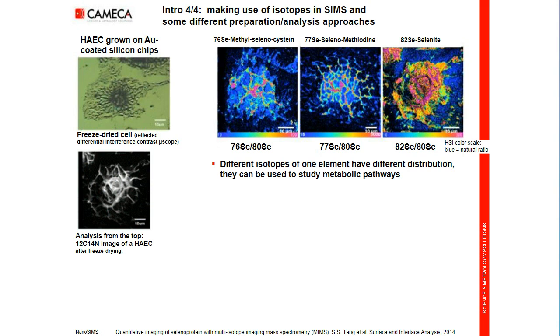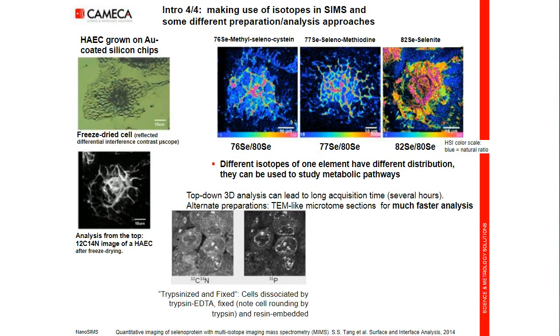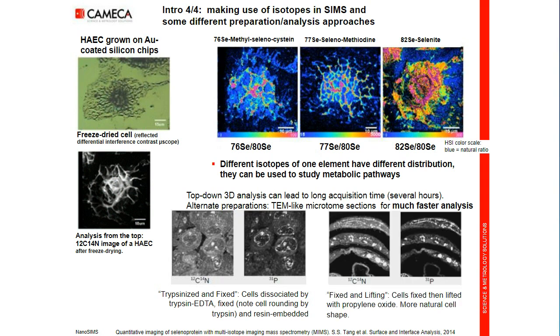Coming back to sample prep, note that this type of top-down analysis can take time. So an alternate preparation is resin embedding and microtome section, very similar to TEM analysis. And it's faster. On the left side, we see the cells that have been detached from the silicon substrate using trypsin. That gives them a round aspect. On the right side, a different strategy of preparation, giving them a more natural shape.